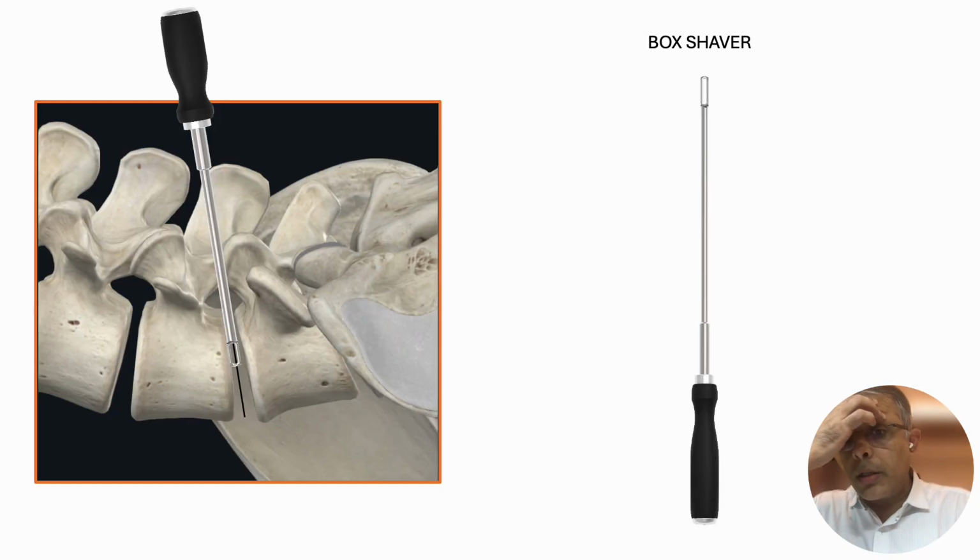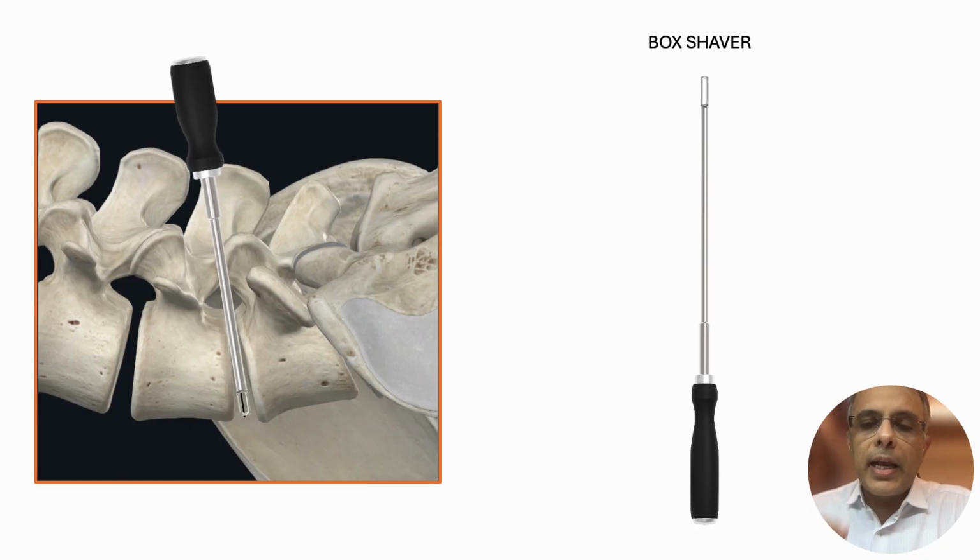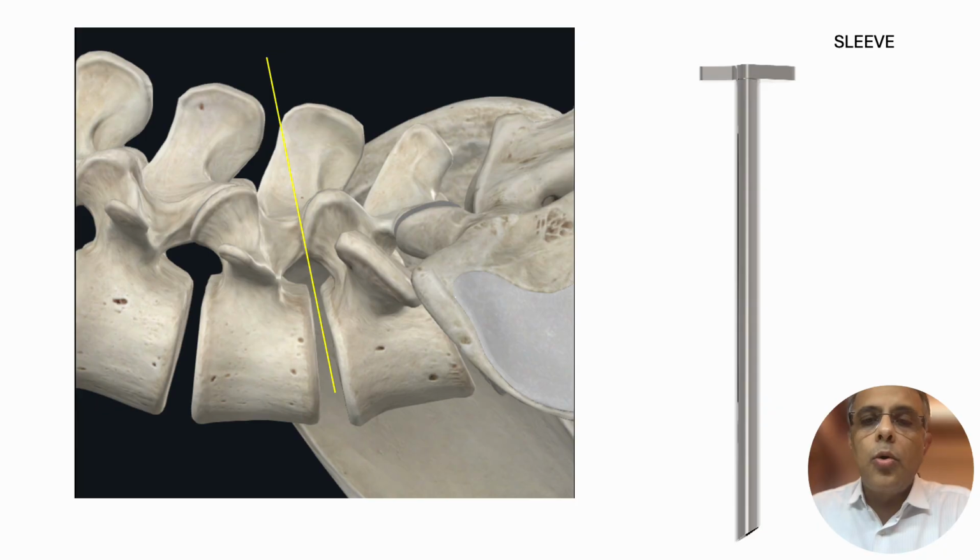Now, after doing this, you can reinsert the K-wire. The K-wire is already there, and over it you can use this box shaver, and the box shaver will prepare your end plate. There are sequential sizes of box shavers. It starts from 8 millimeter and goes up to 13 millimeter size, so that you can achieve your disc preparation adequately. And I'll show you in a slide how much disc material we can remove with this.